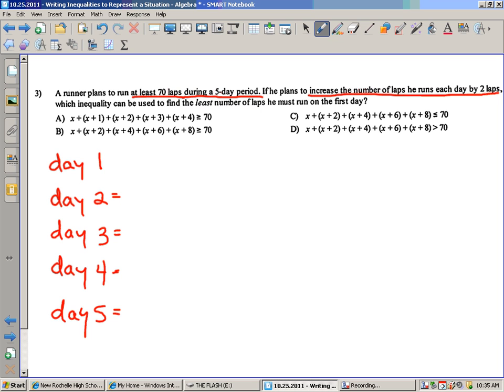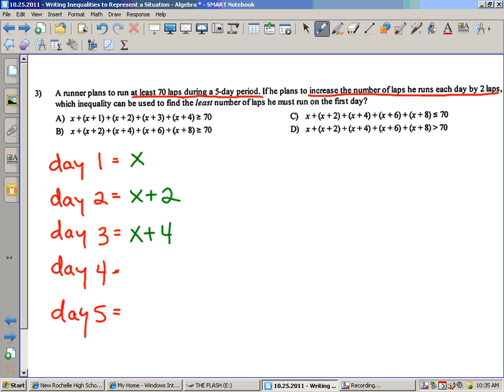Now, how are we going to represent that algebraically? What do you think? What's day 1 going to be? Yeah, day 1 is x. Now, how would you represent day 2? Yeah, x plus 2. Now, the big question is how do we do day 3, though? X plus 4, because remember, he's going up 2 more laps.